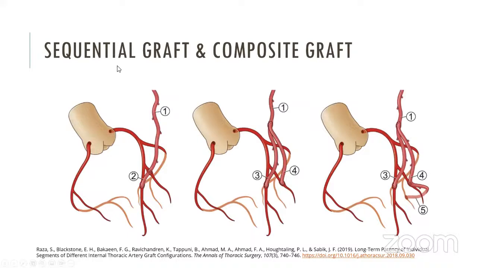Now, talking about the different grafting techniques, you can either do in situ, so we have the LIMA, for example, coming from the subclavian to the LAD. You can have it as a free graft, for example, in cases of radial, where you would cut it from the right subclavian and use it as a free graft. Other techniques are sequential grafting, where you have the LIMA supplying, for example, the diagonal and the LAD as illustrated here, or a composite graft, where you'd have a Y or T configuration.